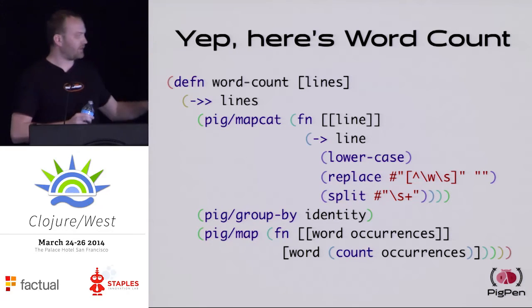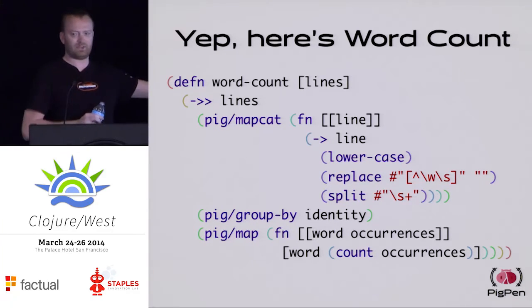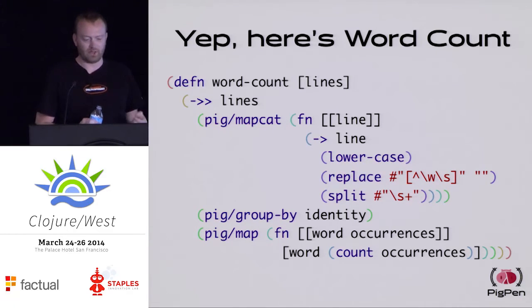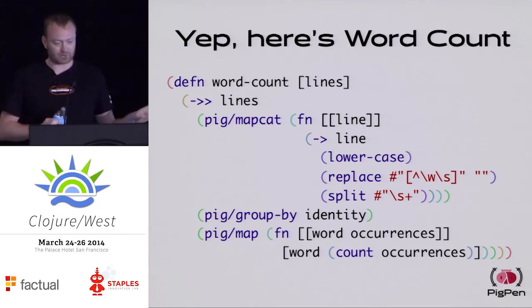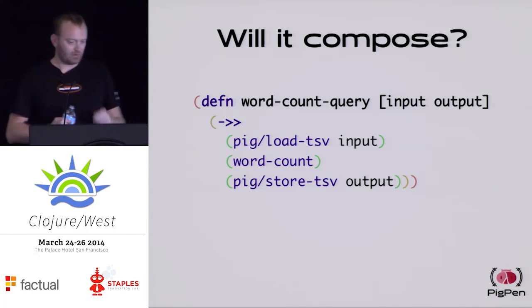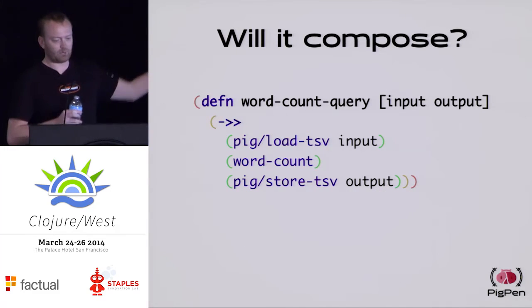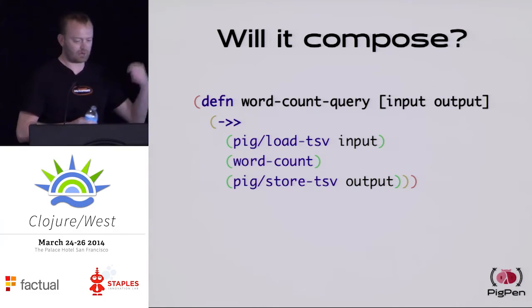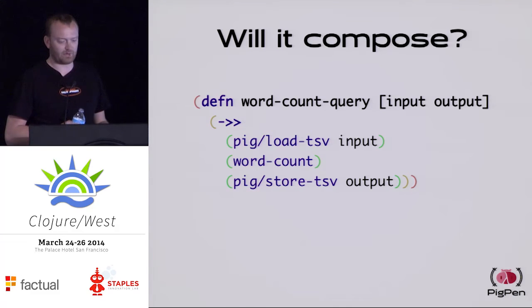Notably absent from this word count example is anything to do about where the data is coming from or where the data is going. And that's intentional. I'll talk more about that later, but to actually use this, what do we do with our word count function? We take it and we make a word count query. So here is where we're loading data from a TSV file. We're using the threading operator to call our word count function. And then the output of word count, we're actually going to store into another TSV.